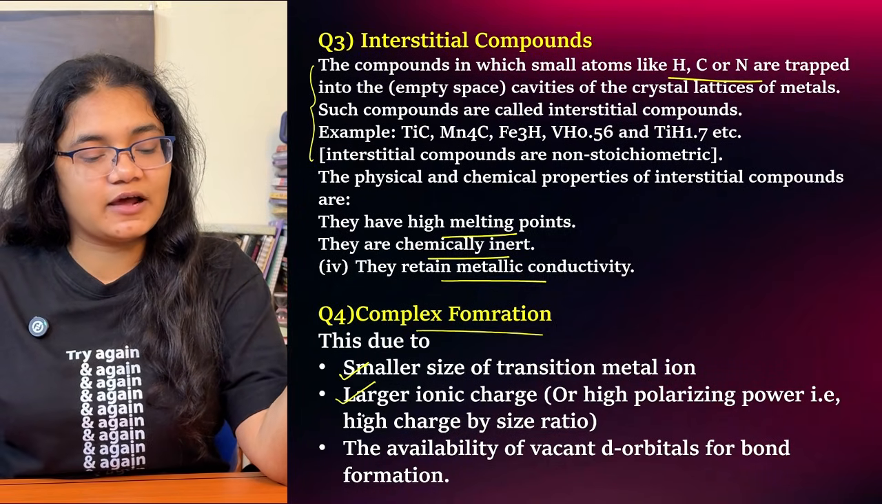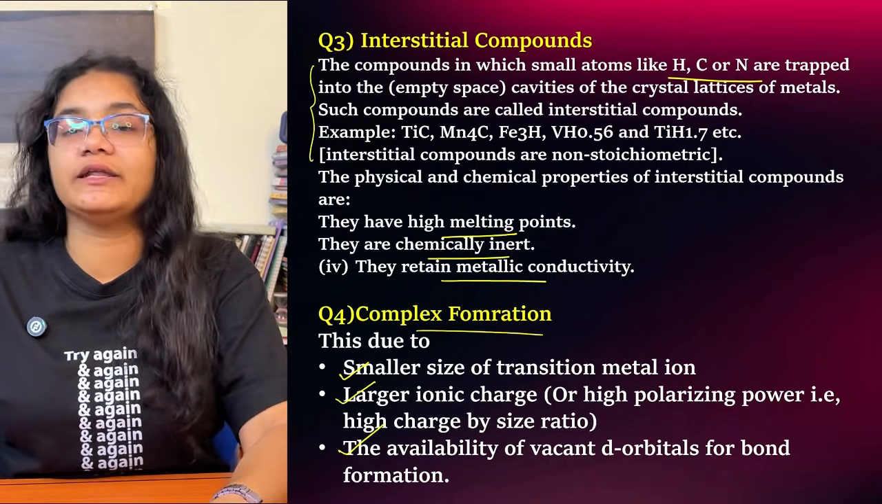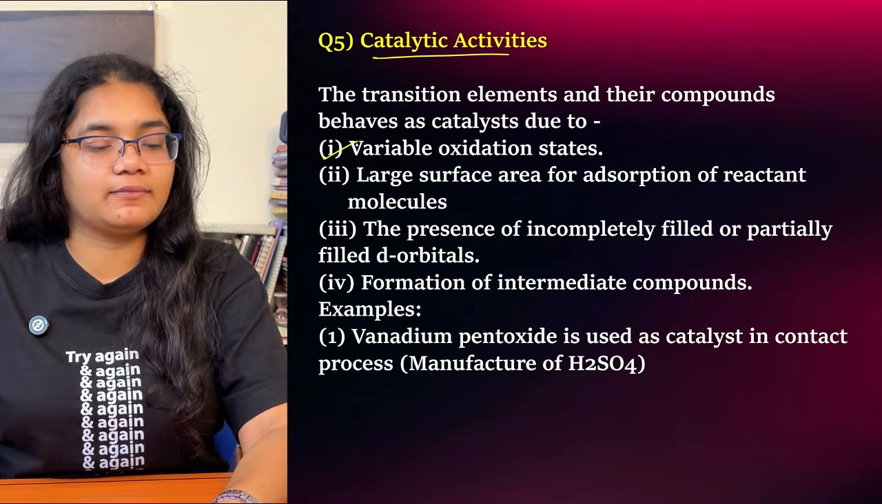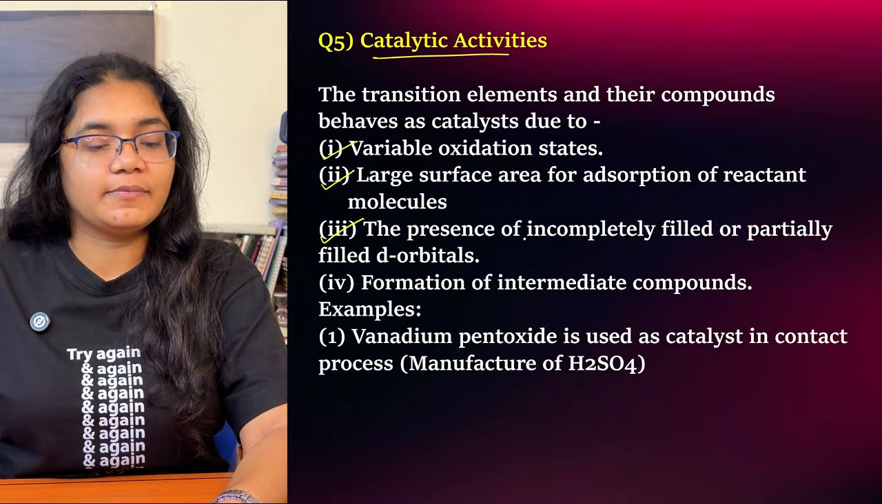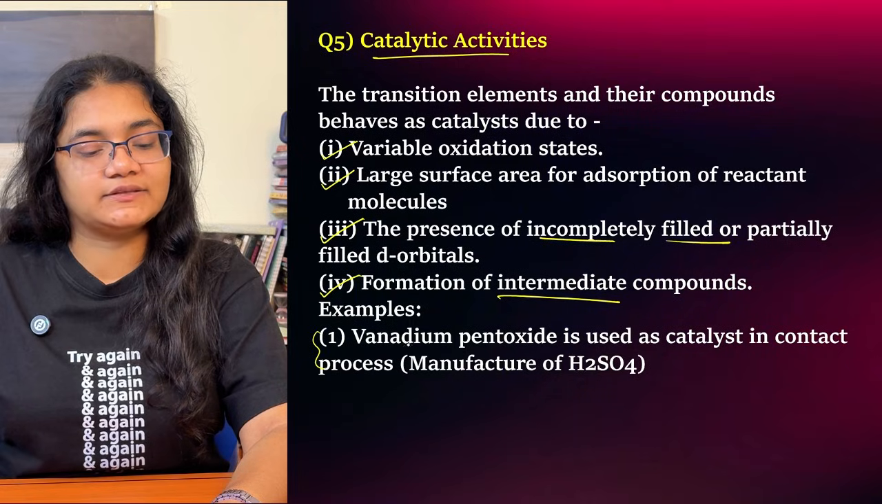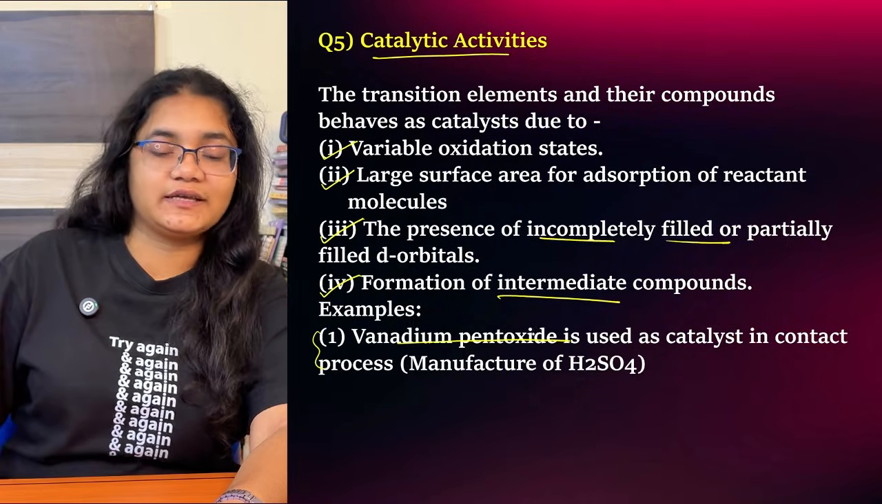Next, why do the transition elements form complexes? Small size, large ionic charge, and the availability of d orbitals. Next, why do transition elements show catalytic activity? Variable oxidation state, large surface area, presence of incompletely filled d orbitals, formation of intermediate compounds, and one example is vanadium pentoxide.